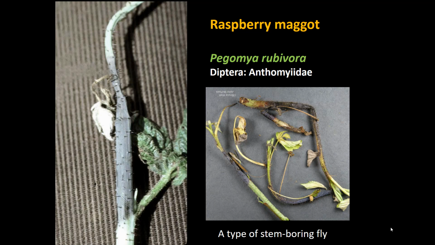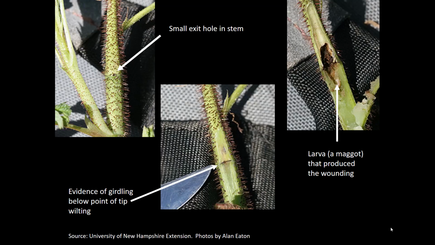So the kind of injury is illustrated probably most easily seen in the picture on the left, and there'll be an area of the stem that is discolored, and beyond that it wilts. This is a series of pictures from a publication in New Hampshire, and in the picture on the upper left, you can see a tiny hole in the stalk, and that would be the exit hole. There might be evidence of girdling beyond or just below the point where you see wilting. And if you get there at the right time, you might see the larva. It is a maggot, it is a fly larva.